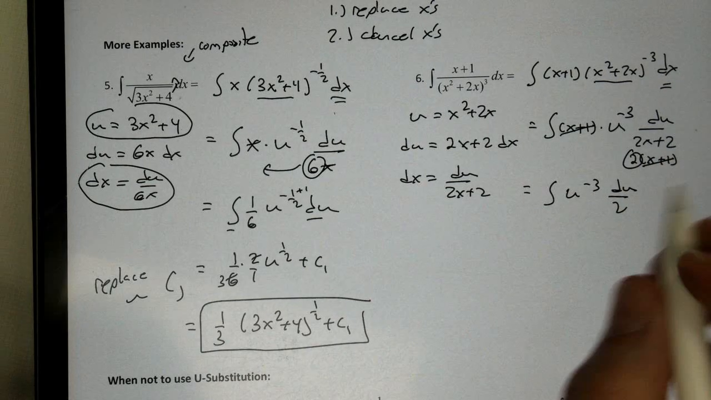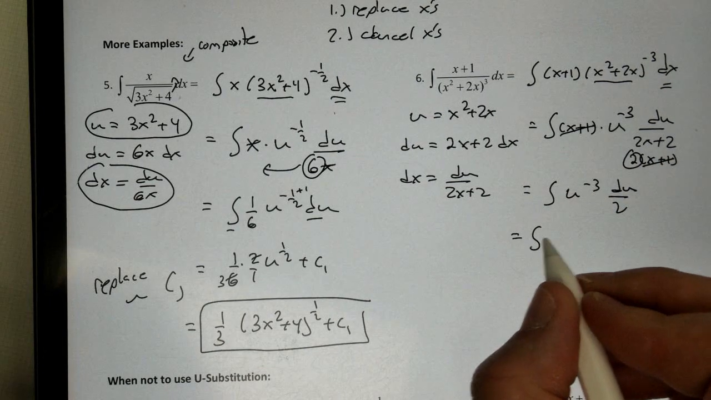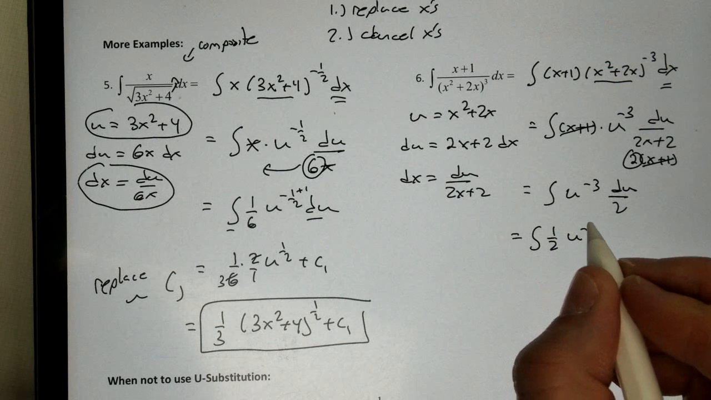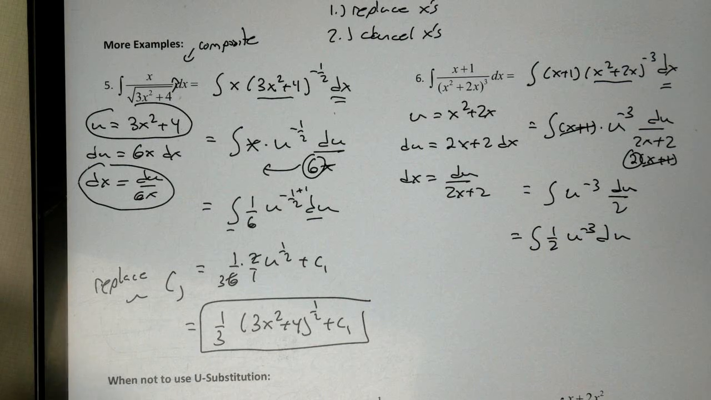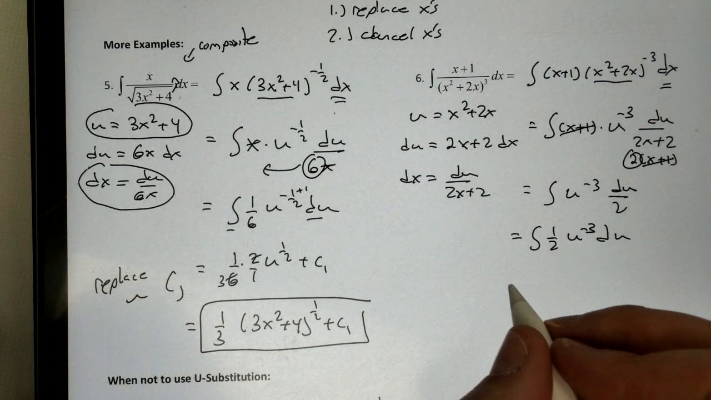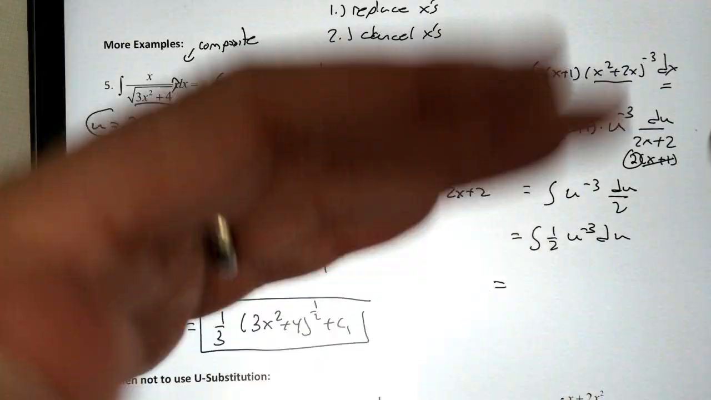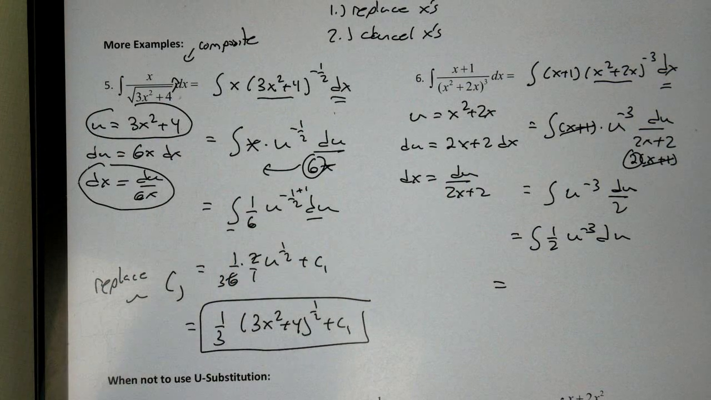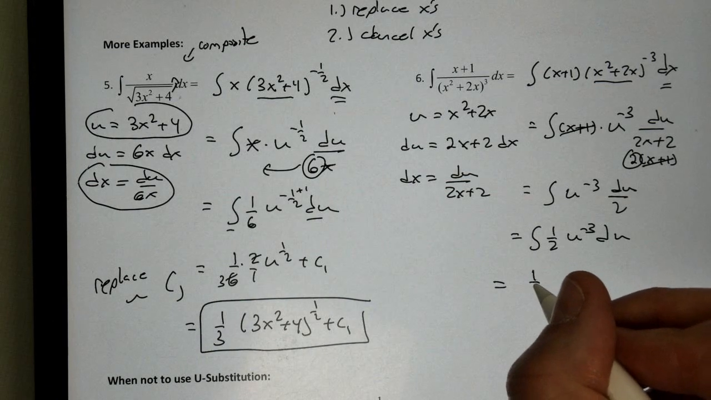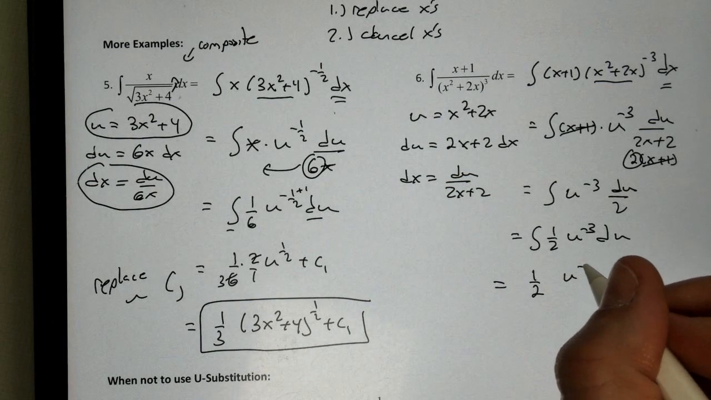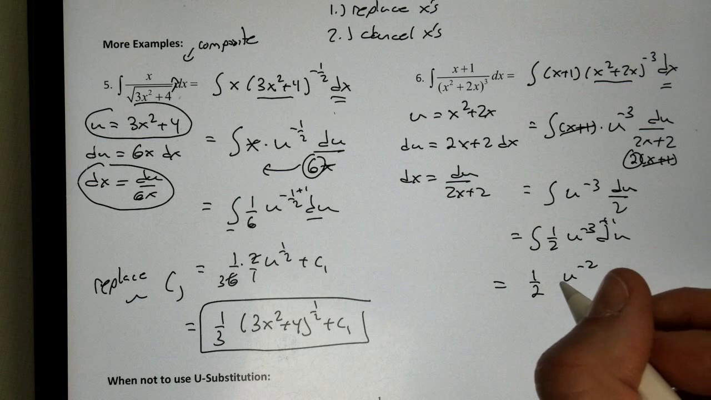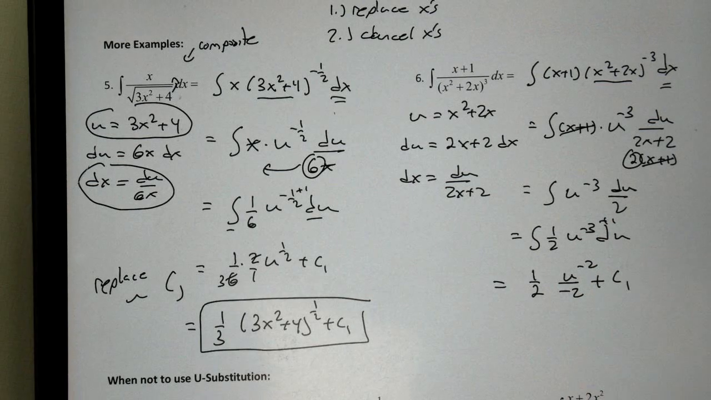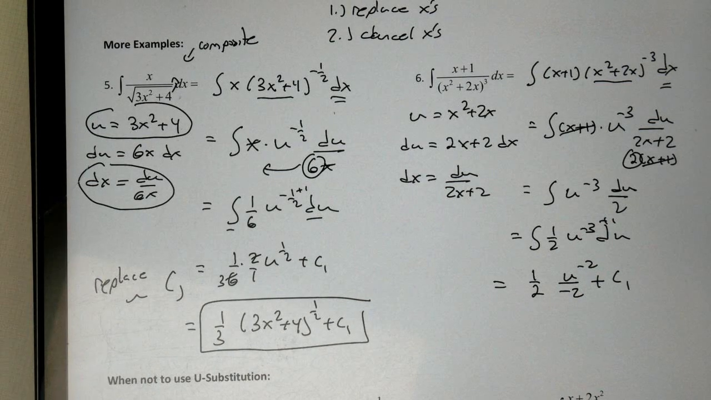I still have that 2 there. I'm going to clean that up a little bit more, make that 1/2 u to the negative 3 du, just to make it look prettier. Now I can integrate. Now I haven't taken any antiderivative. I haven't done any calculus yet. I've just done some algebra stuff. But now I can take the antiderivative. We get 1/2. This becomes u to the negative 2, because we're adding 1, over negative 2 plus c1. Finally, not a fraction. We have to invert and multiply, right?